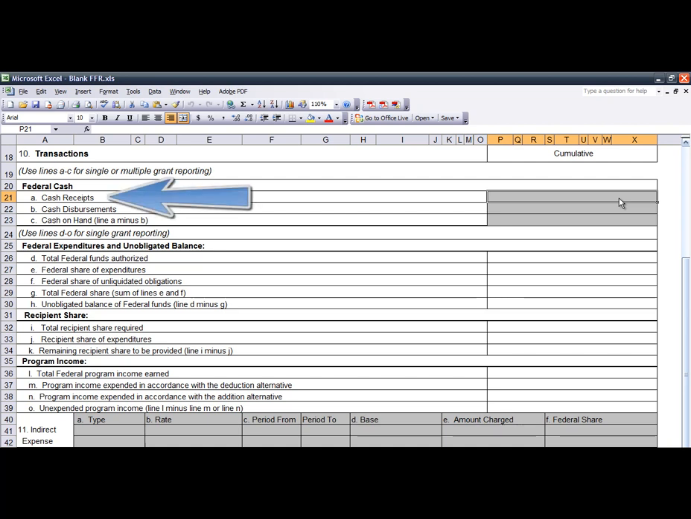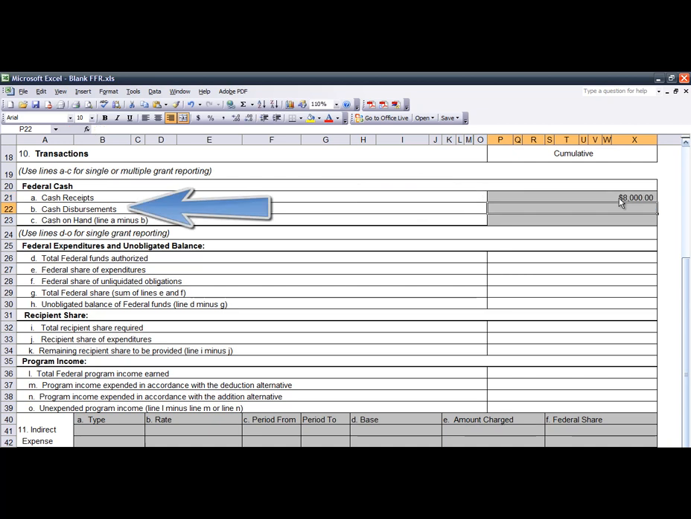For line 10A, I'm going to enter the cumulative amount of actual cash received from the federal agency as of the reporting period end date. And for this example, I'm simply going to enter $8,000.